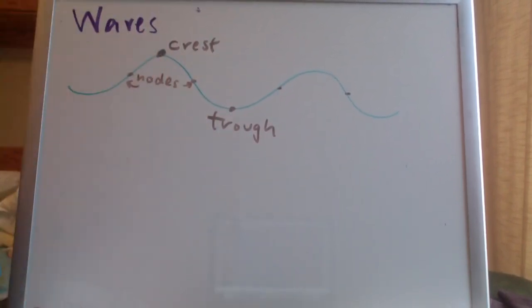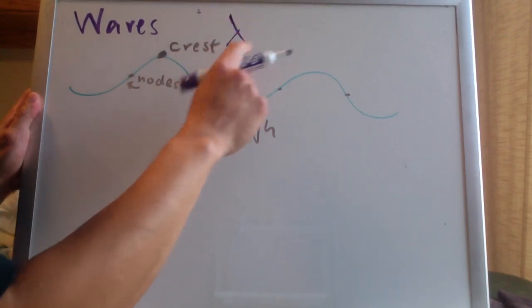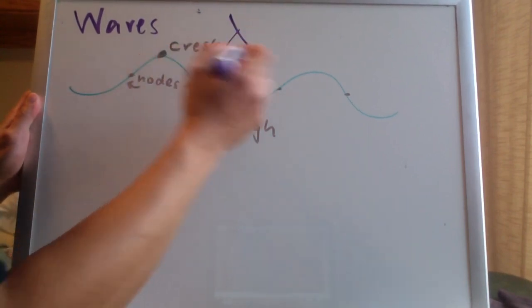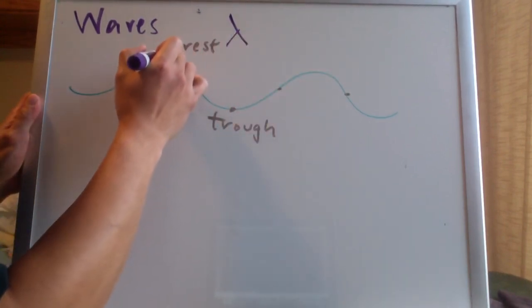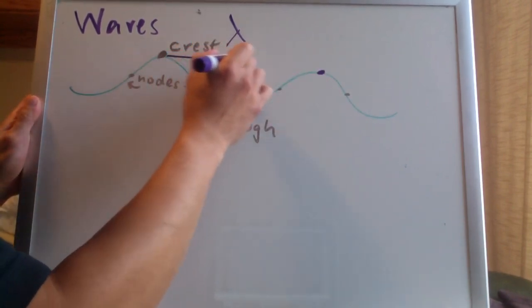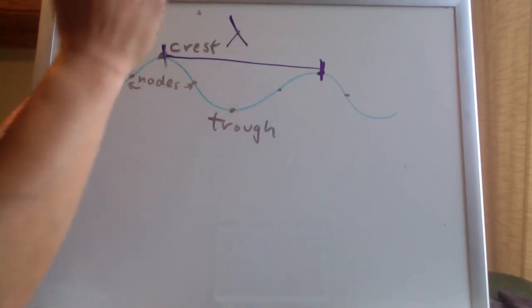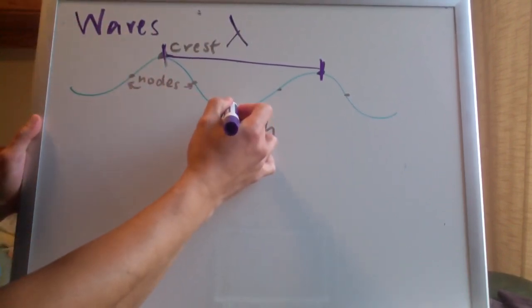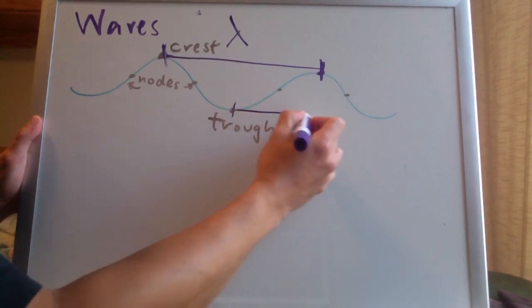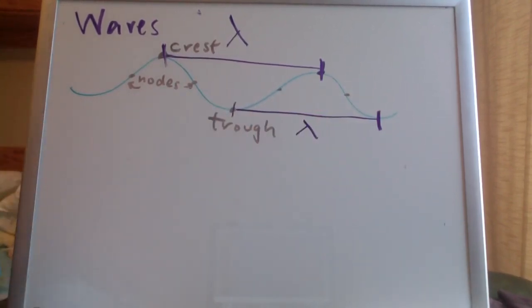The wavelength is represented by a Greek letter named lambda, which looks like a backwards person. If I go from one point on a wave to the same point on the next wave, that distance is equal to the wavelength, or lambda. The same thing would happen if I went from trough to trough. If I went from here to here, the wavelength should be exactly the same.